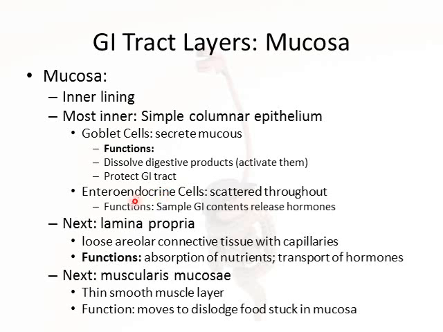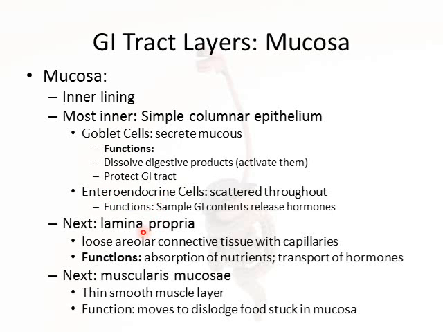Okay, and then also in this layer we have enteroendocrine cells, and these cells are scattered throughout, and what they do is they're kind of monitoring the type of contents that are going through the GI tract, and then based on the types of contents that are found, they release hormones that are going to be specifically driving some of the processes of digestion. So again, enteroendocrine, so part of the digestive tract, but endocrine cells, okay?